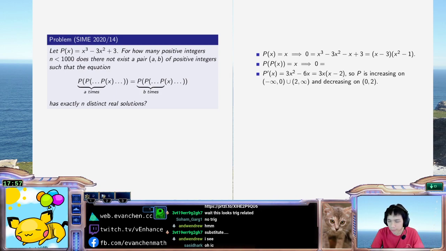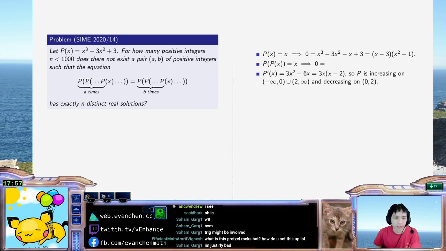So q of x equals p of x plus 1, which is equal to x plus 1 cubed minus 3 times x plus 1 squared plus 3. When I expand this, now actually this is better, because now the roots are minus 2, 0, 2. So I think I want to do this anyways.